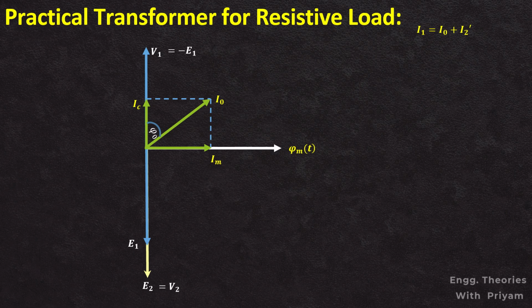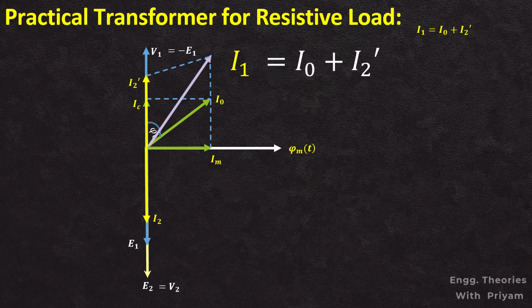Let's see the phasor diagram for the three load cases: purely resistive, inductive or RL, and capacitive or RC loads. For a purely resistive load, the secondary current I2 is in phase with the induced voltage E2 or the load voltage V2, and the corresponding reflected primary current I2 prime will be in phase with the primary voltage V1. The total primary current I1 is the vector sum of the no-load current I0 and the reflected primary current I2 prime, resulting in a phase angle of phi 1 with respect to the supply voltage V1.